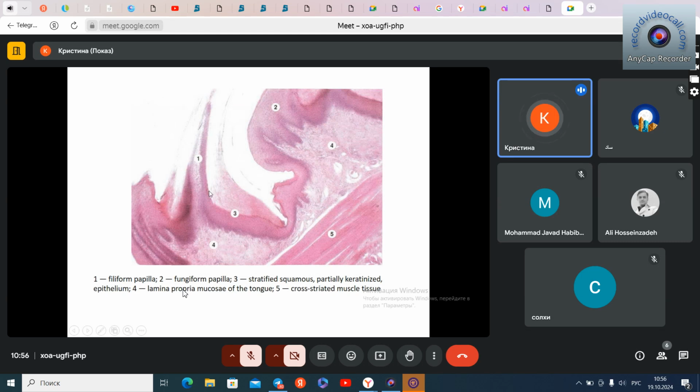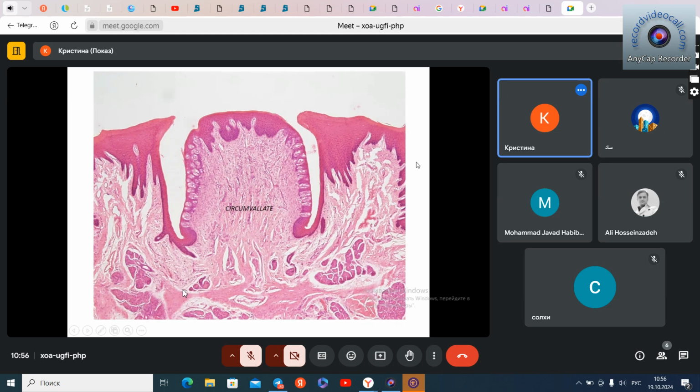Another example of these papillae, filiform and fungiform. Circumvallate papilla, surrounded with a groove, von Ebner's glands, their secretory portions and the ducts, which should lead to the bottom of this groove.